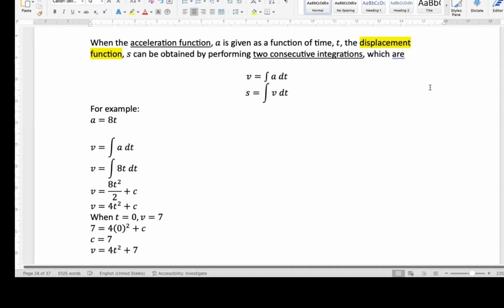Now let's check another situation. Let's say we are given an acceleration function from the start, and the question requires us to find the displacement function. In this case, we have to perform two consecutive integrations. That means, first of all, we have an acceleration function. Then from the acceleration function, we can do integration to get the velocity function. v equals integrate a dt. After we have the answer for the velocity function, we have to do integration one more time to get displacement. s equals integrate v dt.